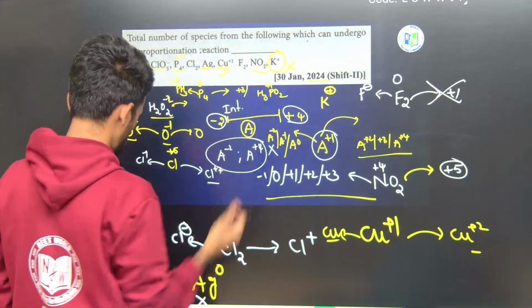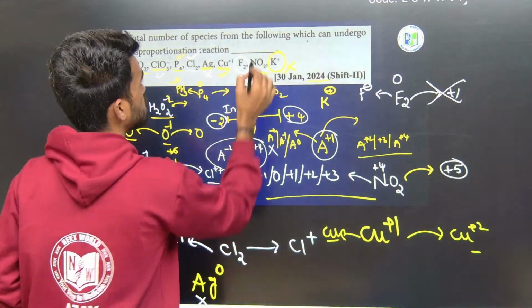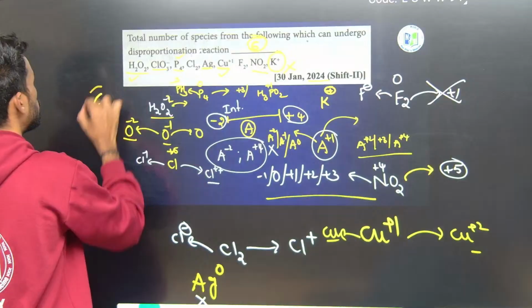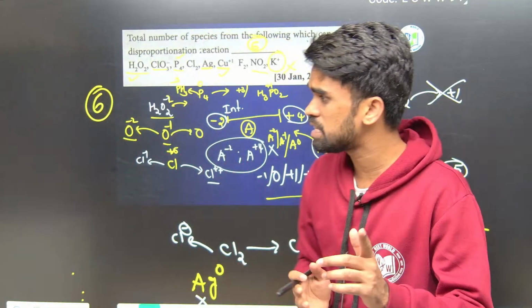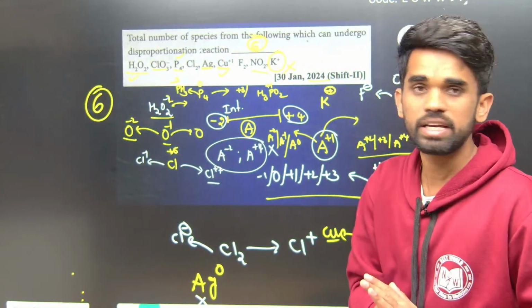So your answer for this particular question should be 6. This is how you need to answer the questions. Very easy, and a basic concept is involved here, right?